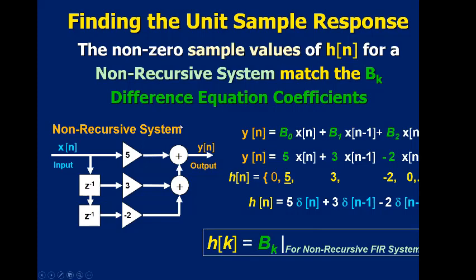Now, there aren't any A coefficients. There's only the A0 coefficient that goes with the y of n term, and we're always normalizing that to be 1. And so we only have B coefficients, and those will exactly match the sample values of the unit sample sequence if you have a non-recursive system. So we say the h of k's are the same as the b k's.